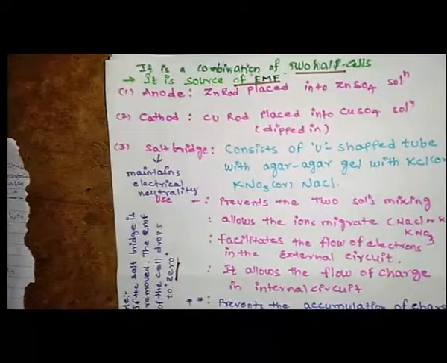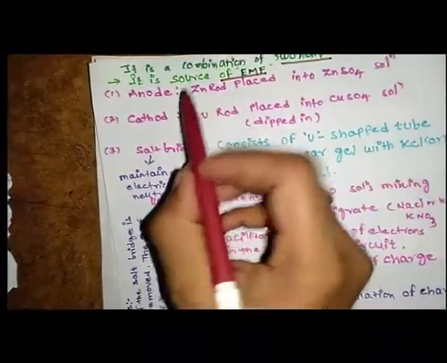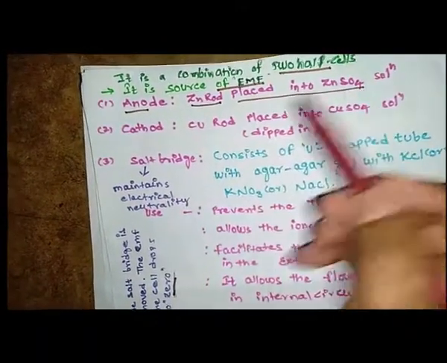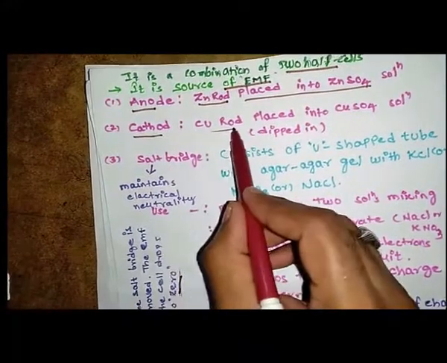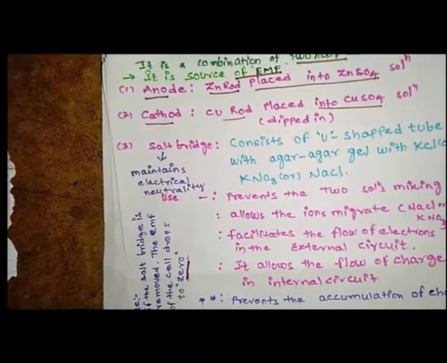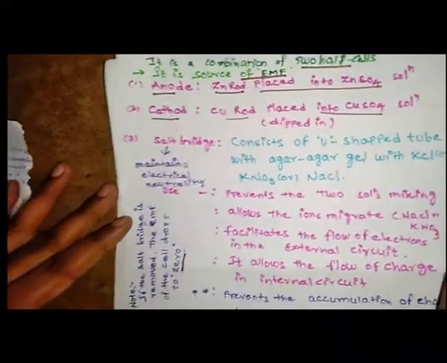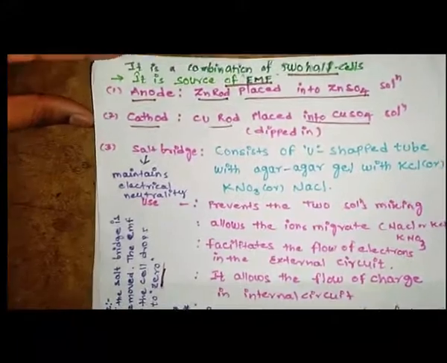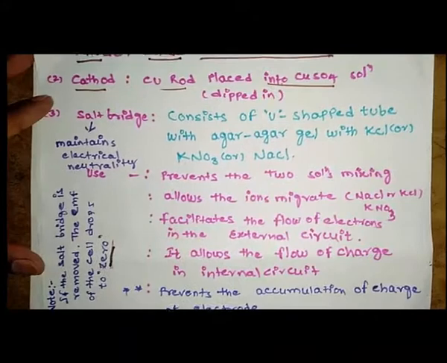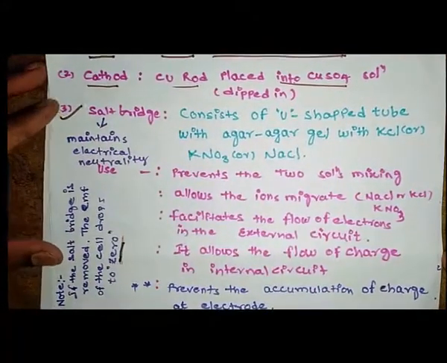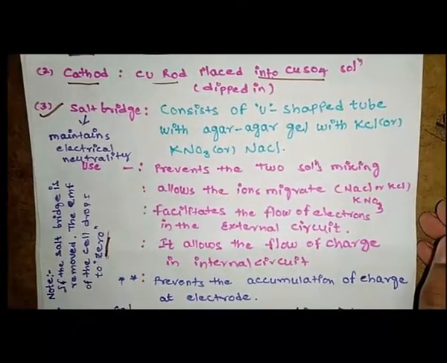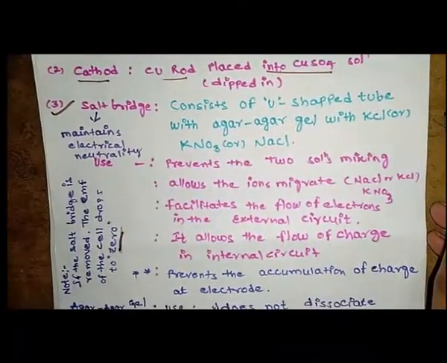Next one here, anode. Taking the example of the Daniel cell, the anode is the zinc rod placed in the zinc sulfate. Cathode is the copper rod dipped in the copper sulfate solution. So mainly here we have to take the anode and cathode. Next one, salt bridge. These are the requirements for the Daniel cell, the example of a galvanic cell or voltaic cell.